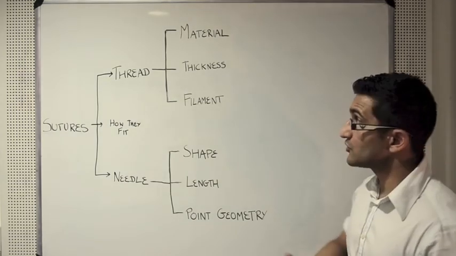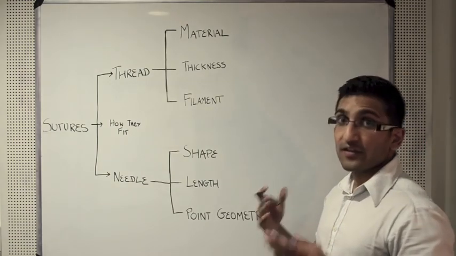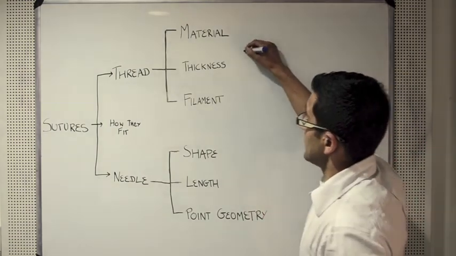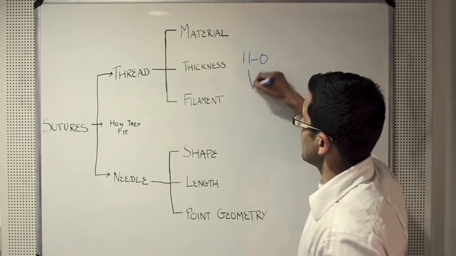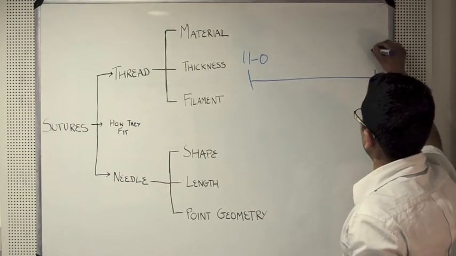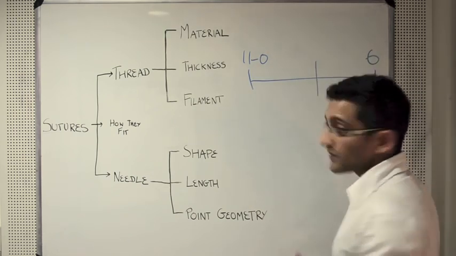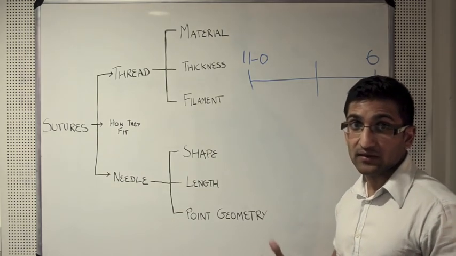Another way to think about suture material itself is in terms of the thickness or the caliber of the suture. And sutures range in thickness from 11.0, which is the smallest, all the way to 6. And this classification is often quite confusing, but I'll explain how this originated.